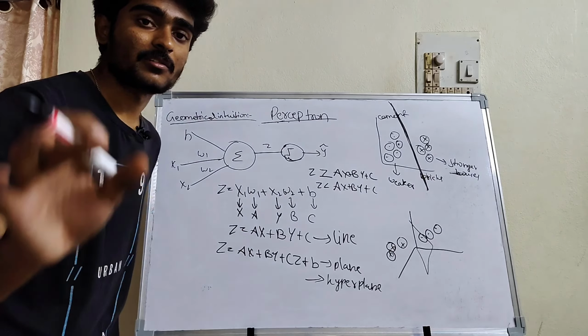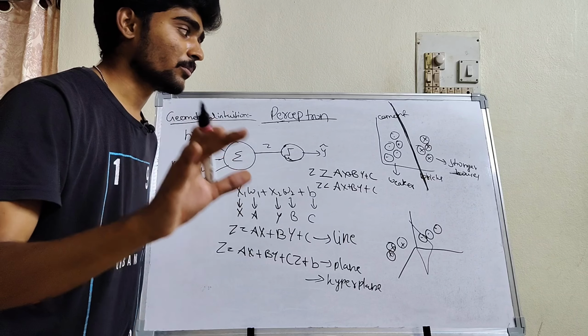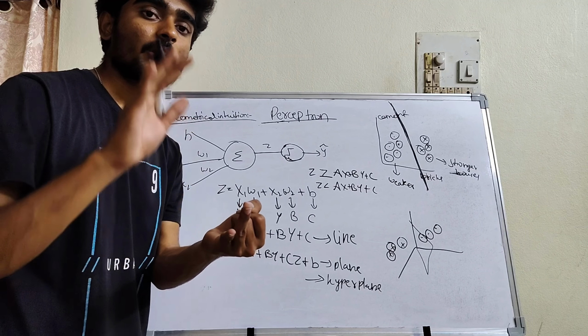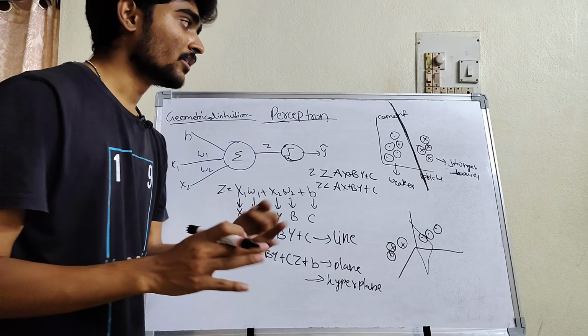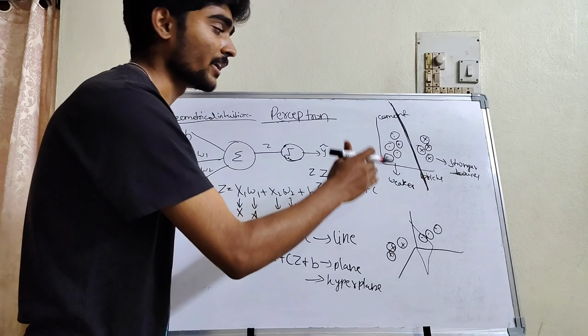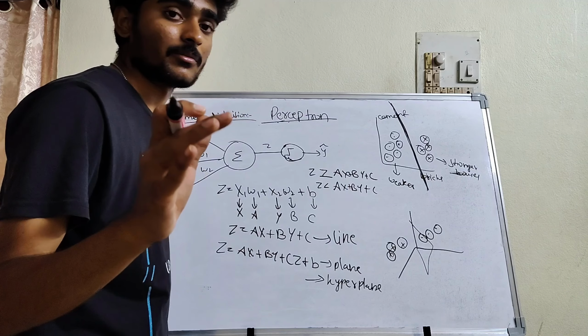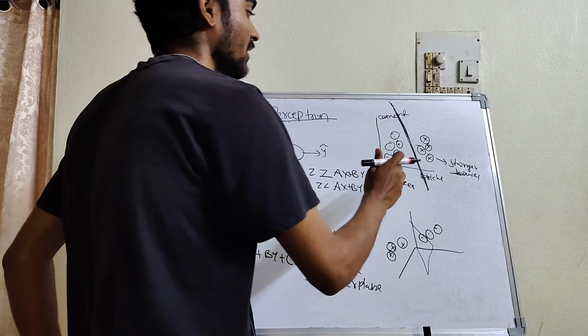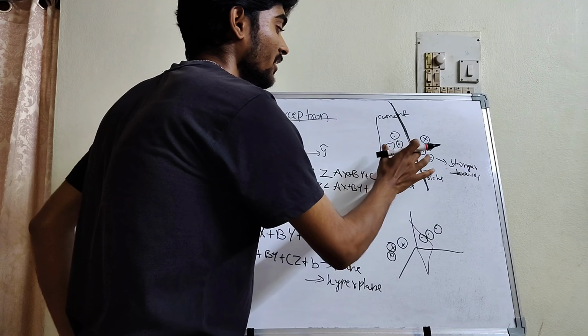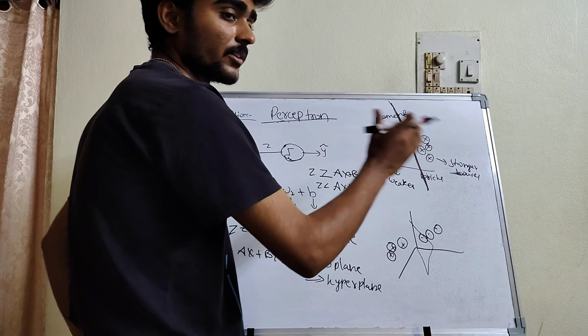This is the basic definition of a perceptron. A perceptron is a fundamental unit of a neural network, or an artificial neuron, which is used as a binary classifier in classifying linear data into one class or another.